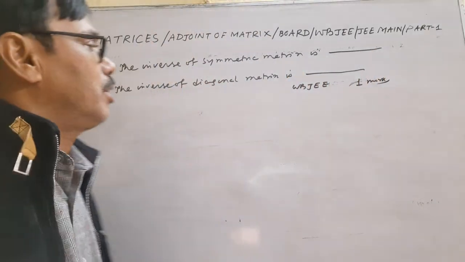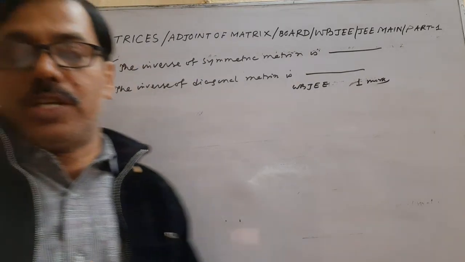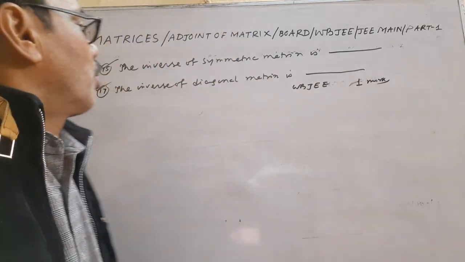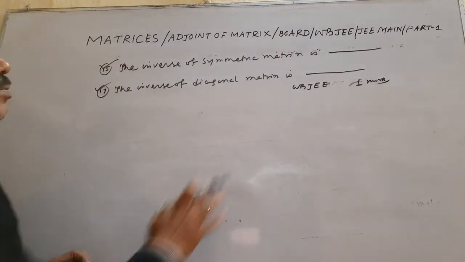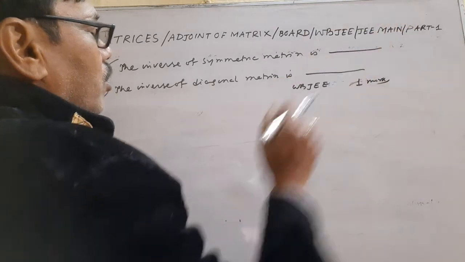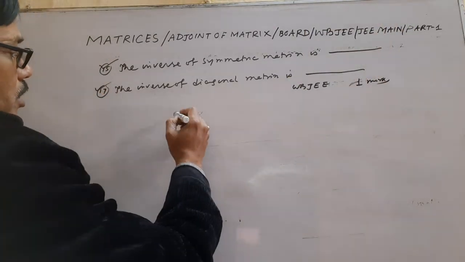Finally we consider two 1 mark problems of WBJEE. The inverse of symmetric matrix is what? Symmetric, skew symmetric, diagonal, and so on. So the inverse of symmetric matrix.